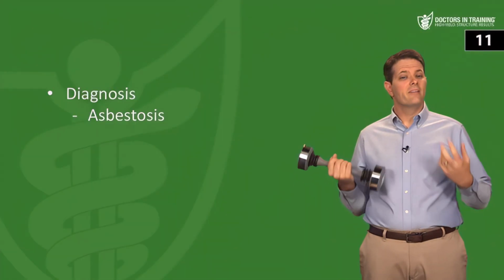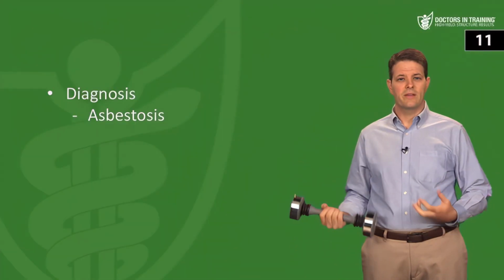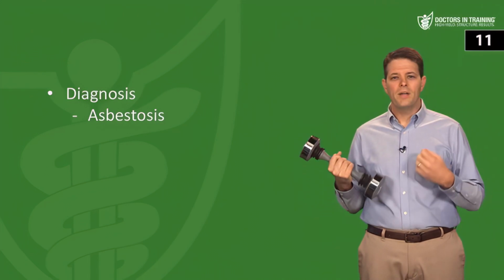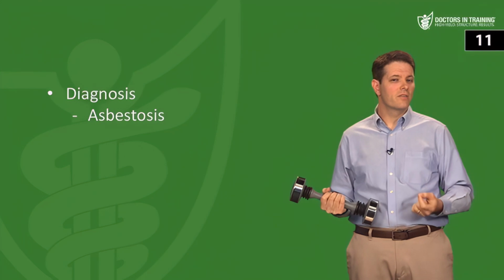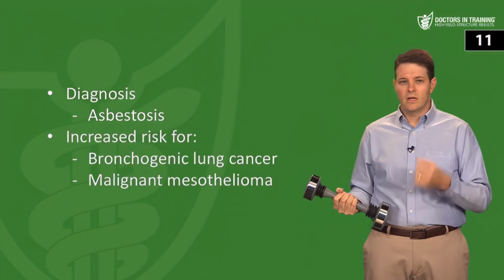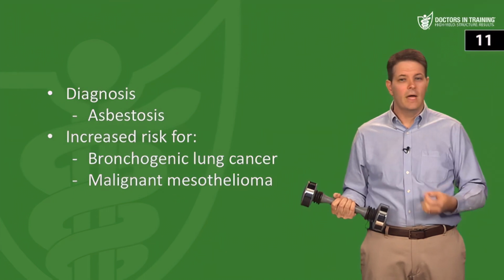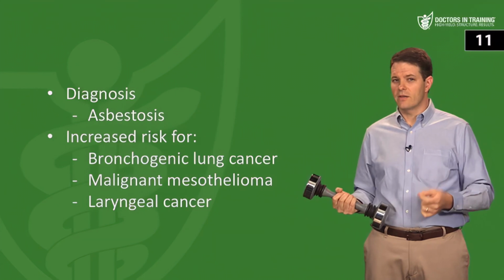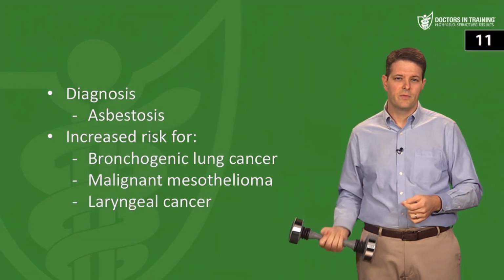This is most likely asbestosis. The structure we're describing is the dumbbell-shaped ferruginous body. Then the second question asks, what type of cancer is this patient most at risk of acquiring? Well, we talked about an increased risk for bronchogenic lung cancer, the classic malignant mesothelioma, and laryngeal cancer. But of these, the risk of lung cancer is the greatest, so that's the best answer.